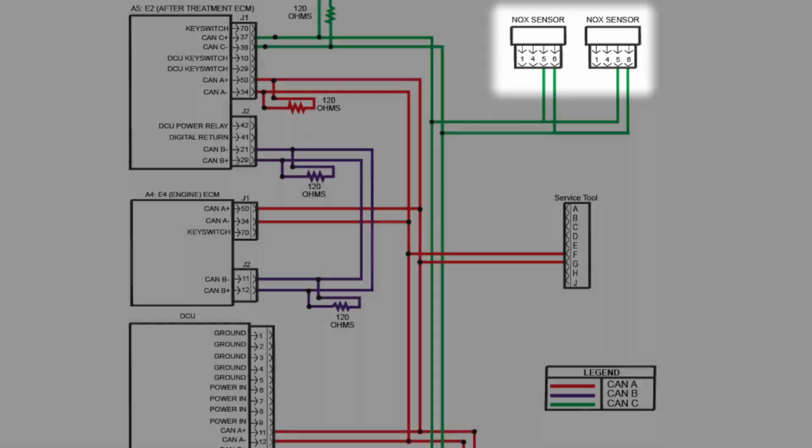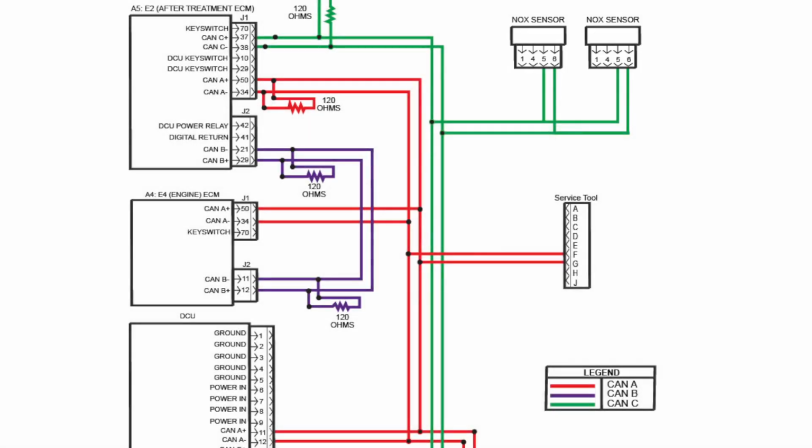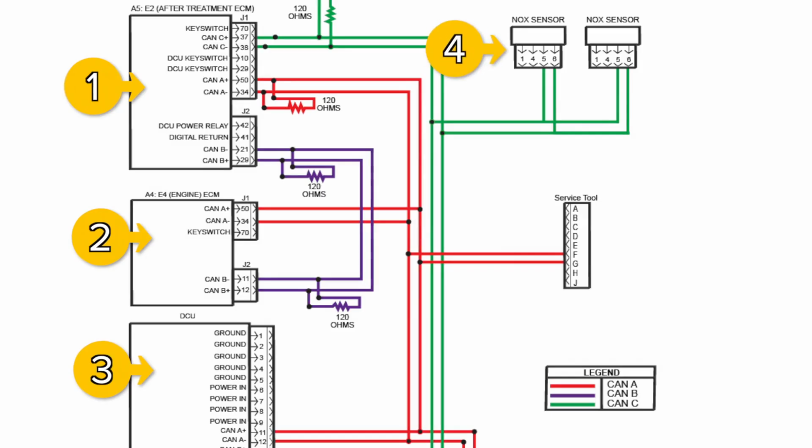So what we notice here is that we would have 5 nodes on this link: 3 ECMs and 2 sensors. Anything that either transmits or receives data over the data link is considered a node. So we have 5 nodes on the physical link here. We also have all of our wiring, which we can see.